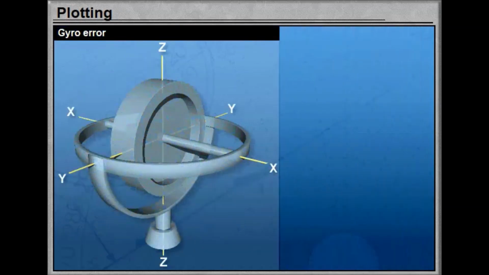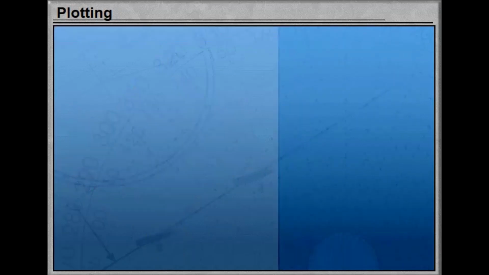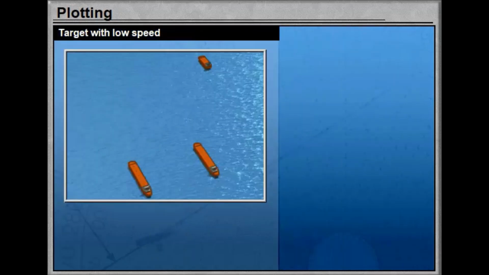In case the gyro course has an error, all bearings will have the corresponding error. The gyro course should therefore be corrected for gyro error before it's used in connection with plotting. A target with very low speed, relative or true, will make exact plotting of the target course and speed almost impossible.